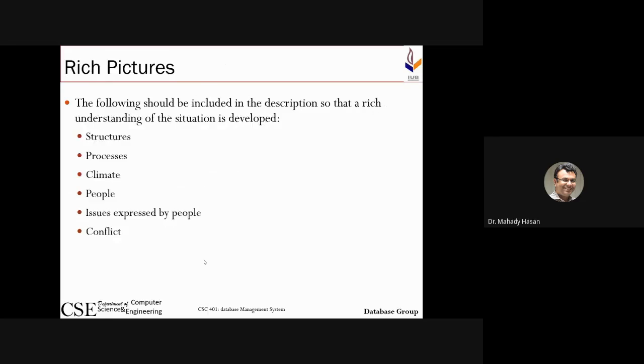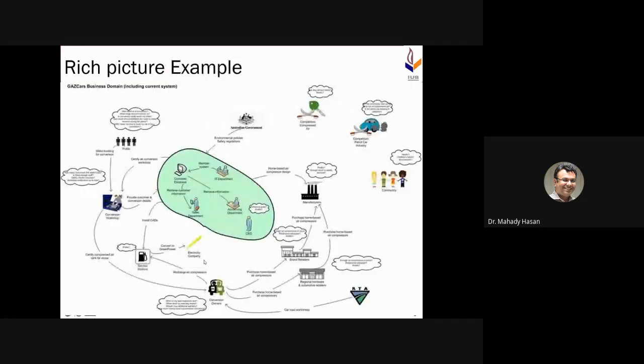So a rich picture contains the following issues. It should have some structure, processes, climate, people, issues, that means expressed by the people, and conflict. So these can be depicted in a particular rich picture. We can see the structure, the process, climate. So this can be depicted by a rich picture. So this is an example of how we can come up with a rich picture.